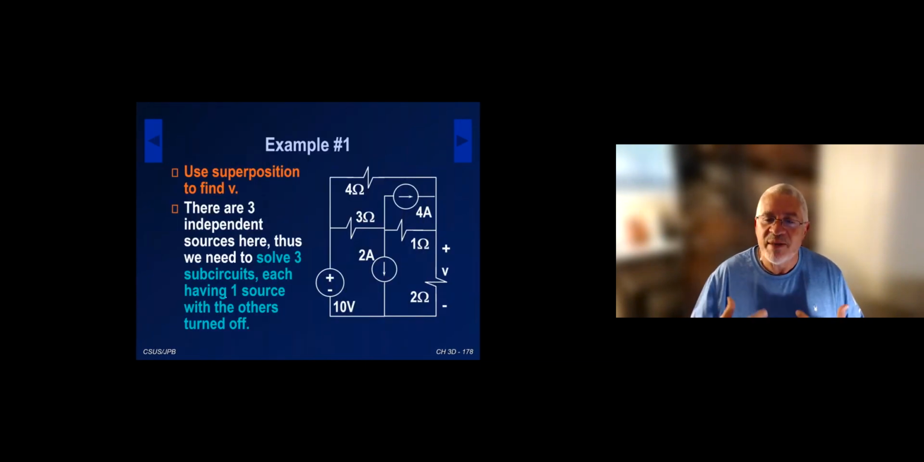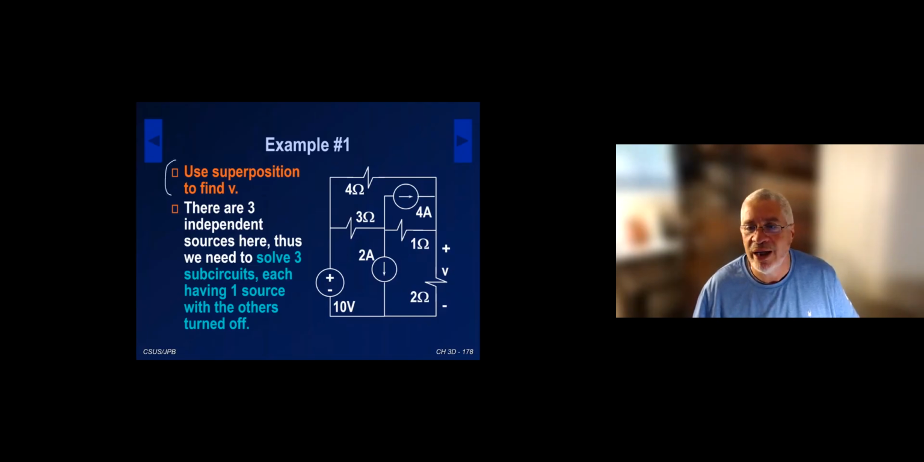Again, I'm specifically asking you to use superposition here to calculate the voltage V across the 2 ohms. The first thing when you think of superposition: how many independent sources do we have? In this particular case, we have 3. So the idea is that I'm going to solve this circuit 3 times. Each time, I'm going to have one of these independent sources on, and I'm going to turn off the others.